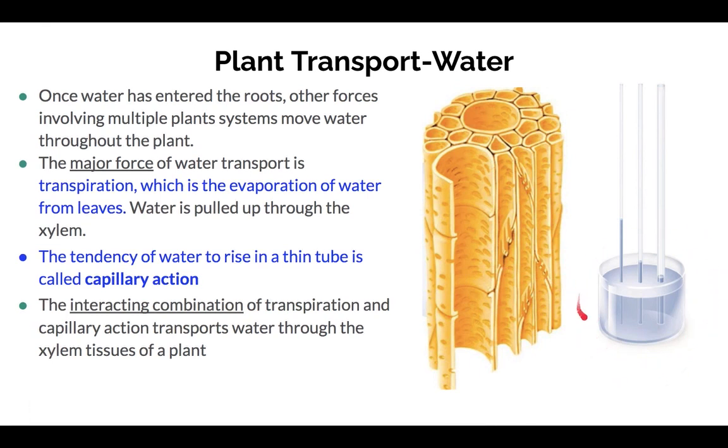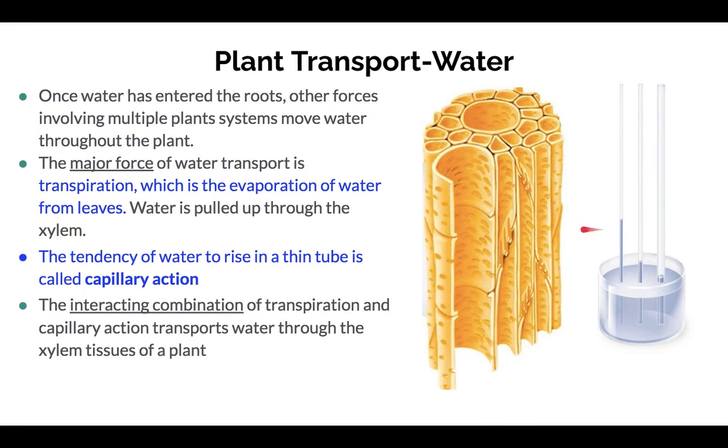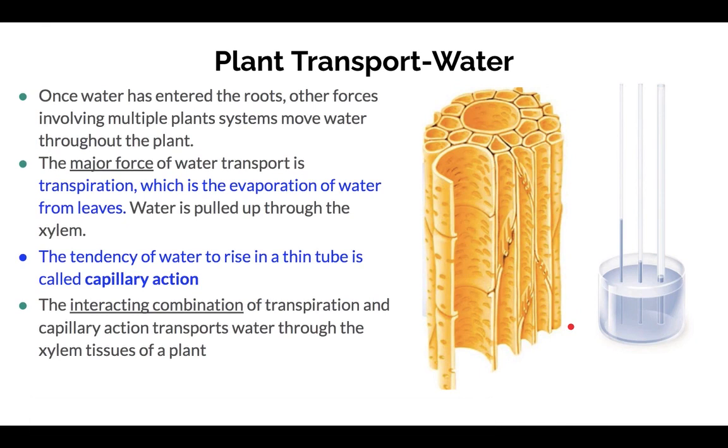You can kind of think of whenever you have a drink and a straw in it, generally the level of fluid is going to look a little bit higher in the straw than it does in the actual drink or the cup itself. Okay, that's just that tendency of water or liquids to rise in a thin tube. The interacting combination of transpiration and capillary action transports water throughout the xylem tissues of a plant.